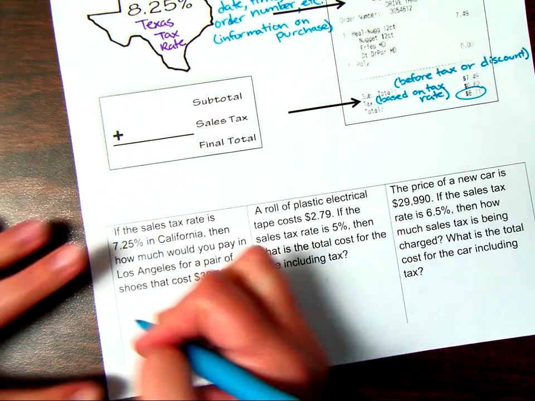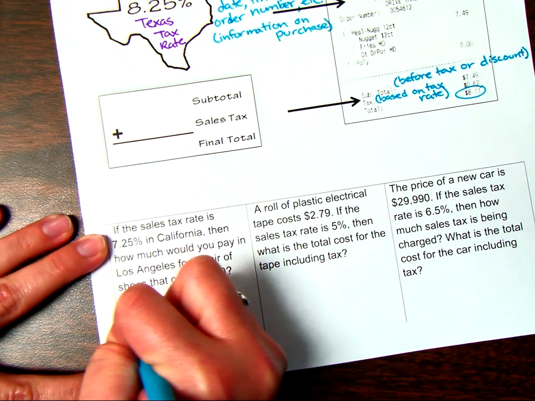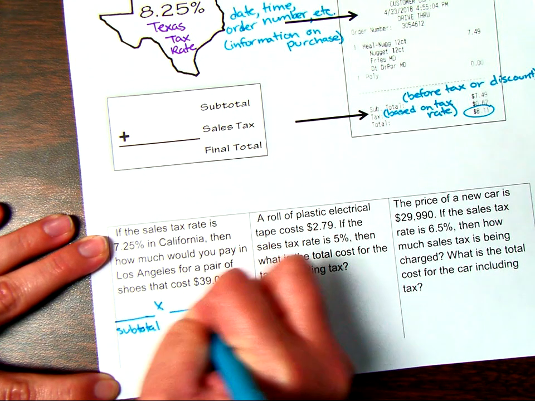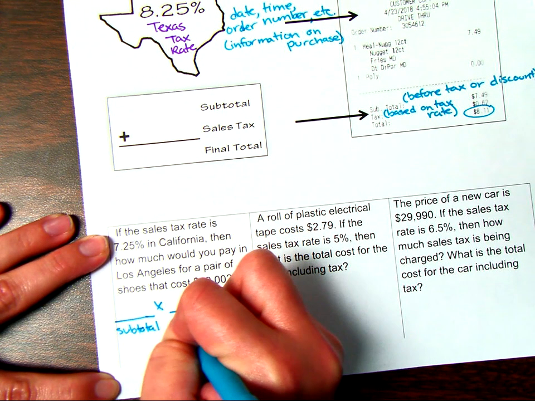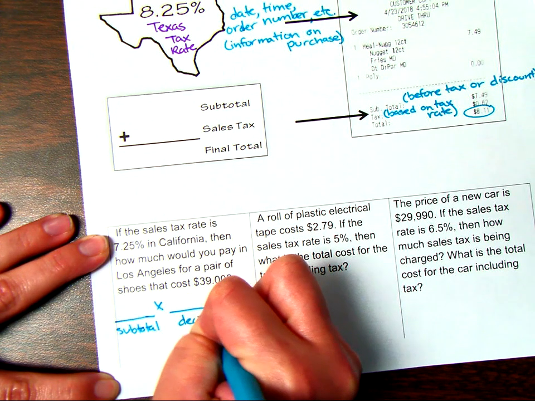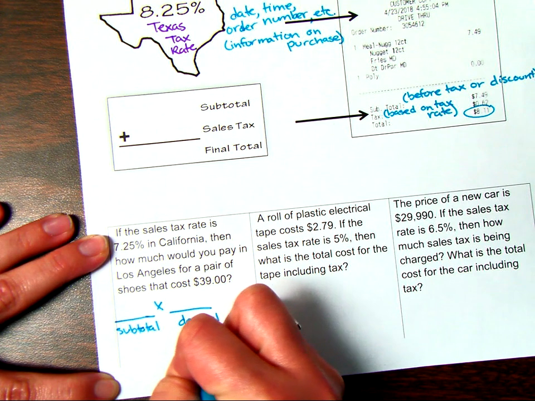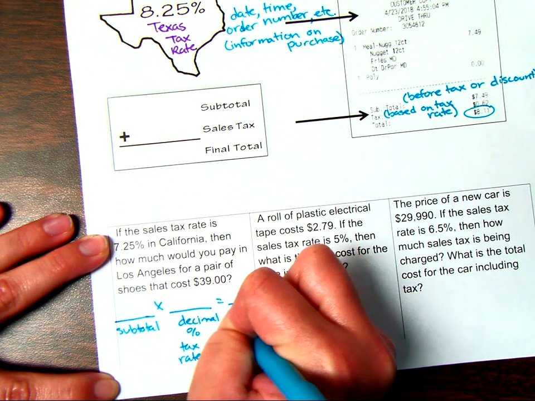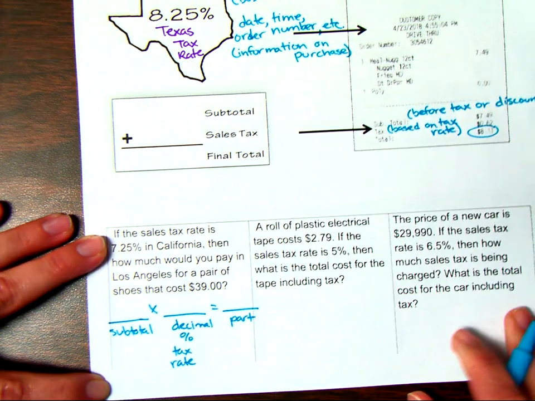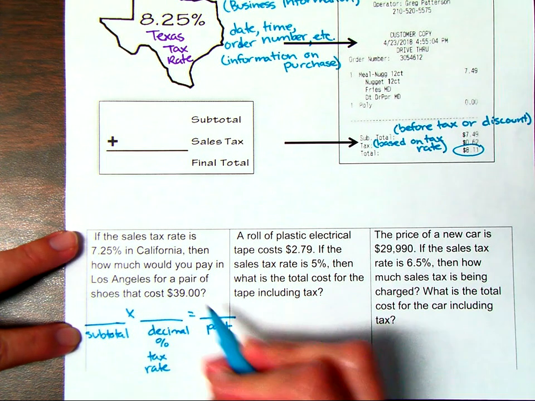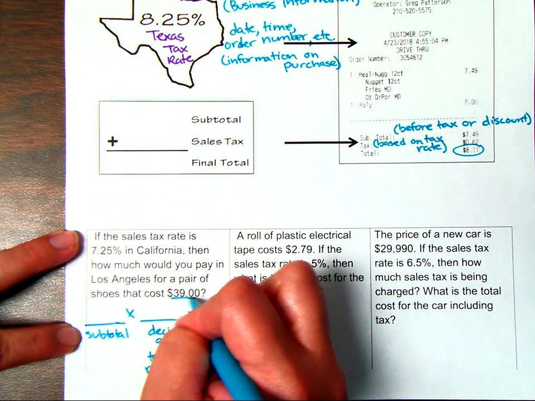So we're going to say subtotal, because that would have been my original amount, times my percent written as a decimal, which is going to be the tax rate, and that's going to equal the part. Okay? So let's fill in the blanks and we'll work this out. So before any discount or before sales tax, go back and reread, it's $39.